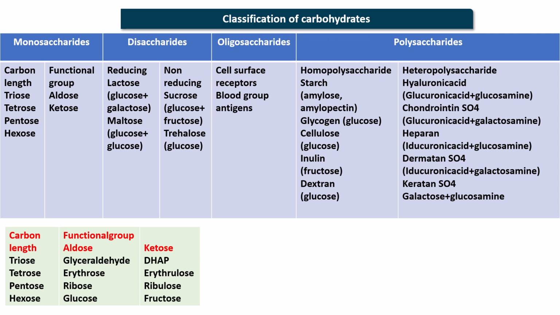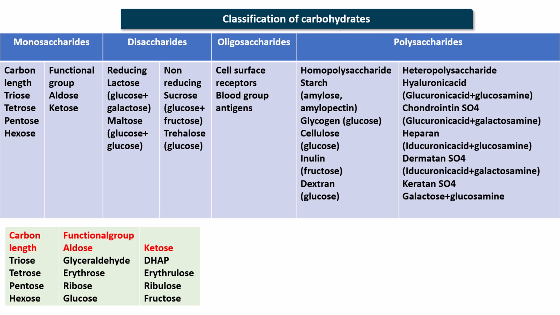Glycogen is made up of glucose linked by 1,4 linkages and branch at 1,6 linkage, and the glycogen is the storage form of carbohydrate in animals. Next is cellulose made up of glucose linked by beta glycosidic linkage, and cellulose is the component of dietary fiber. Inulin is made up of fructose in beta linkages, and inulin is mainly used to estimate glomerular filtration rate.